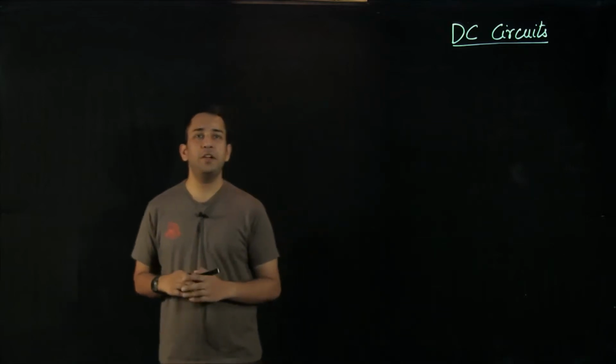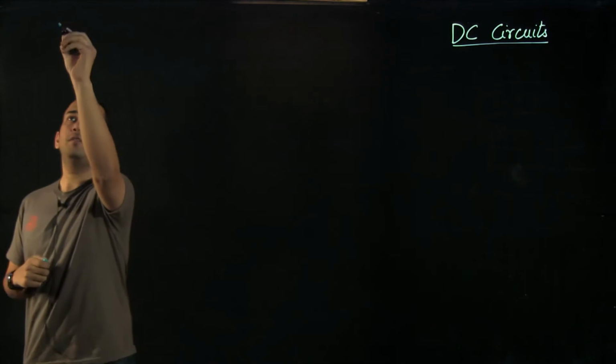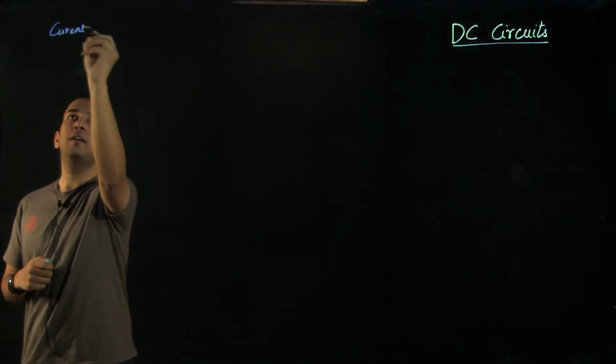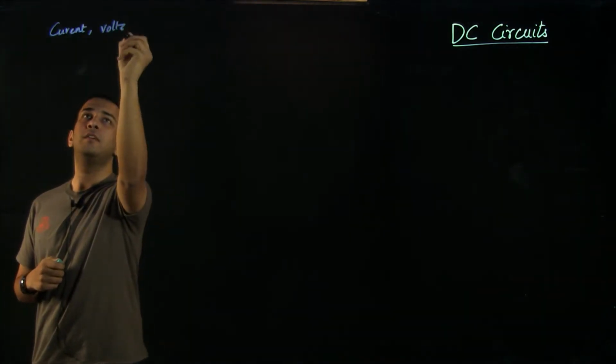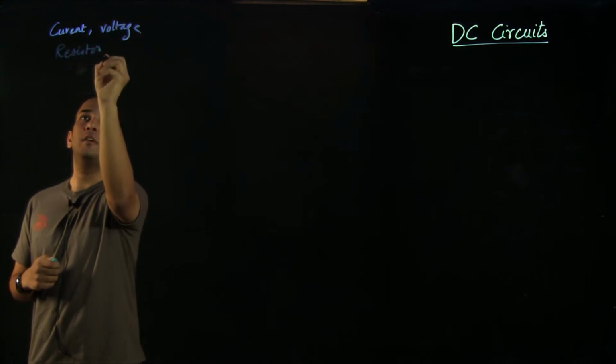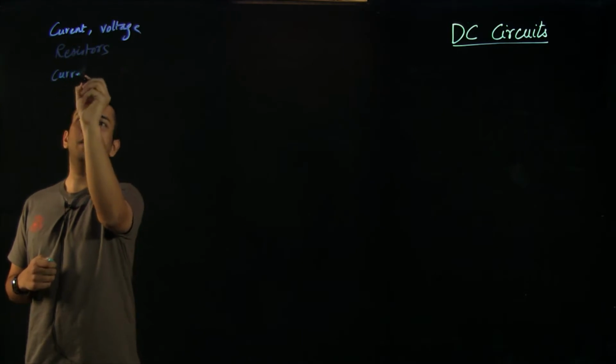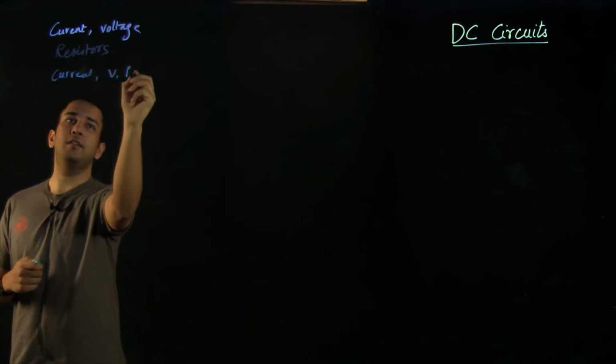Hello friends, in this video for the chapter DC circuits we will be going through three topics. First we will discuss the current and voltage. We will define the resistors and then we will define the relationship between current, voltage and the resistors.